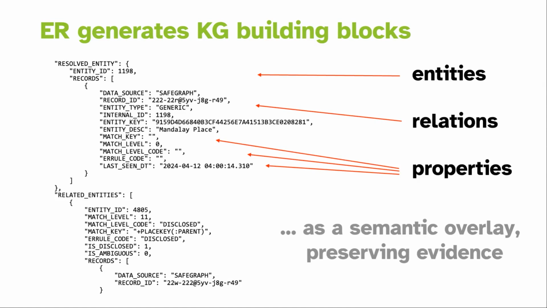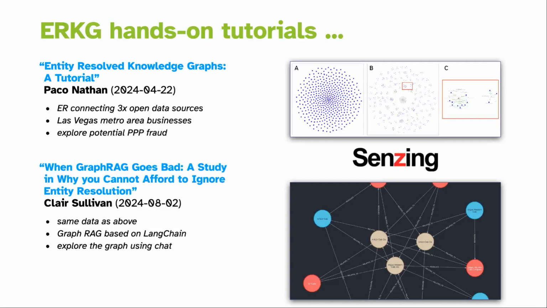So the entity resolution that we're talking about is a way of generating building blocks for a knowledge graph. We can resolve entities across data sets and then come out with an overlay that says, here are some entities that connect different data records together. Here are the relations we think should be between them. We'll add some properties if you want to trace provenance, etc. It's a way of preserving evidence as a semantic overlay.